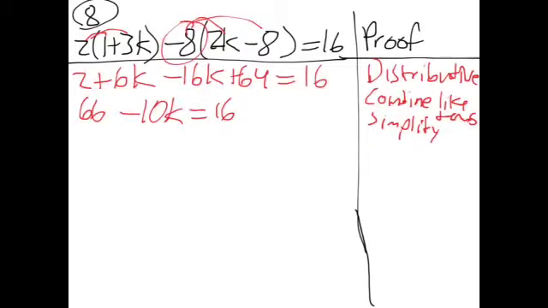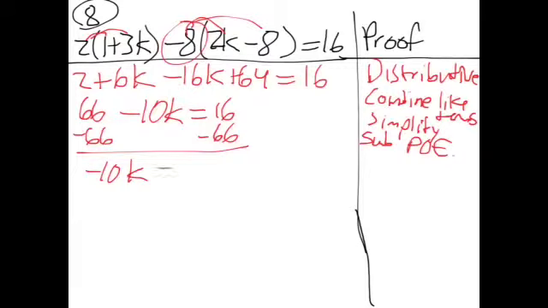Okay, and now we need to work towards getting the k by itself. Let's get rid of this 66 over here. So we're going to subtract 66 from both sides. What lets you do that is the subtraction property of equality. And now on the left side, we're going to have negative 10k. And on the right side, 16 minus 66 is going to be just negative 50. And that's a process of simplifying that gets us to this step from the above one.